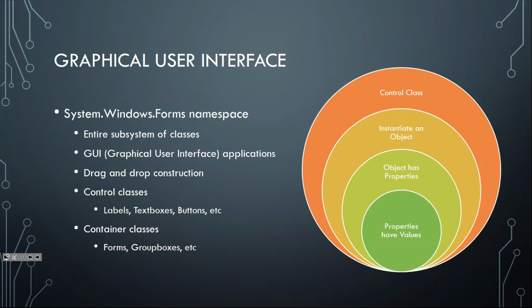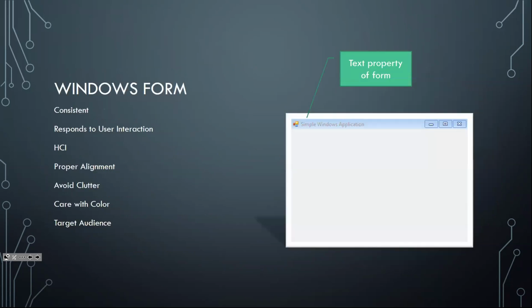So let's think about how we can zoom in on these things. We start out with our control class, like a label. We instantiate an object, a label object. That object has properties, and those properties have values. So last time we used the text property a lot, and when we updated the text property with different values, we saw how that displayed on that control.